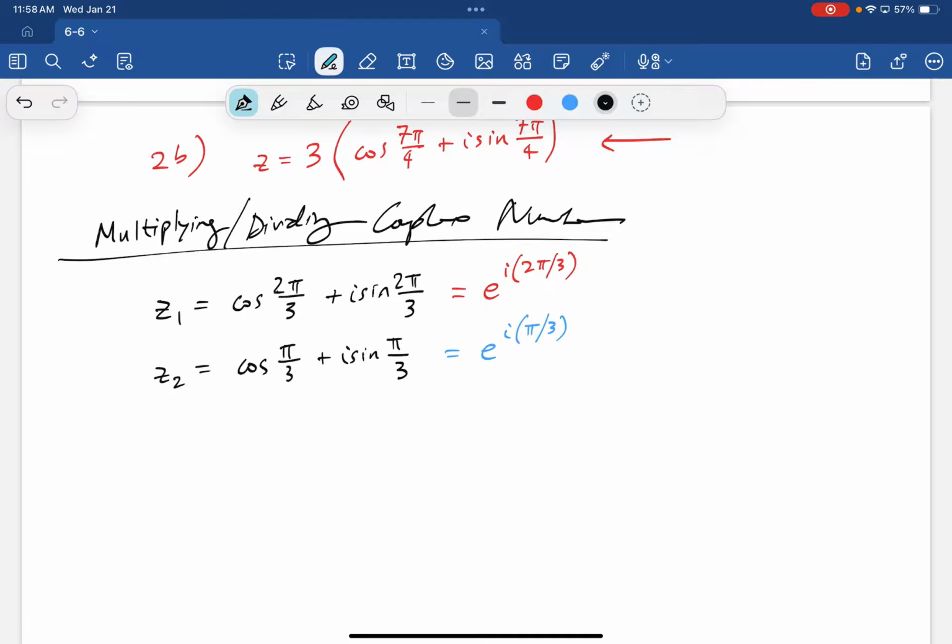So when we multiply z1 and z2, those angles, 2 pi over 3 and pi over 3, are just going to add, which is what you should have discovered on the homework. So this becomes e to the power of I times 2 pi over 3 plus pi over 3, because when we're multiplying these two powers of e, their exponents add. And so that gives us e to the power of I pi, which is negative 1. We're done. Easy, right?